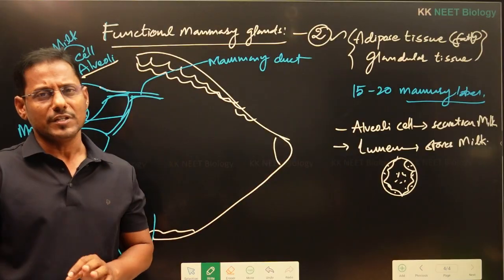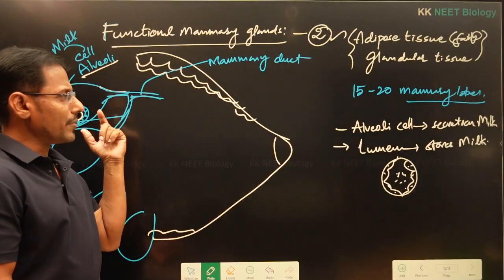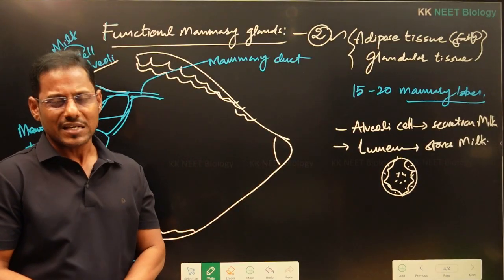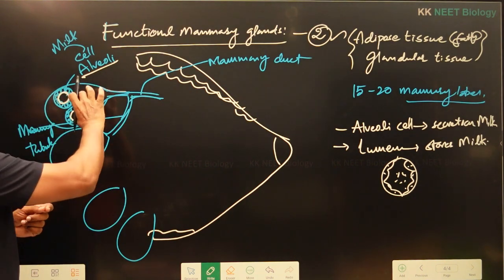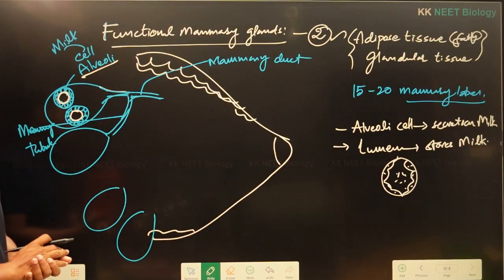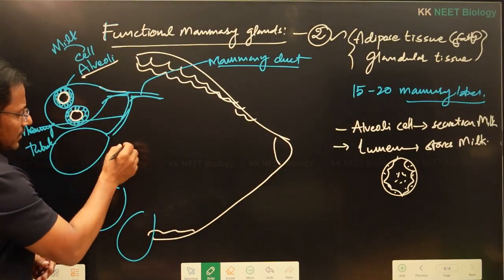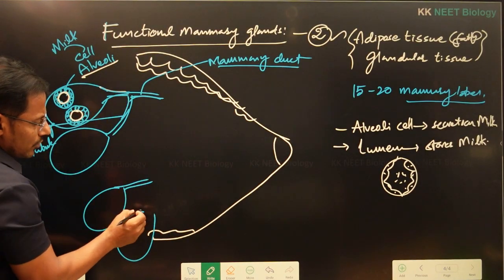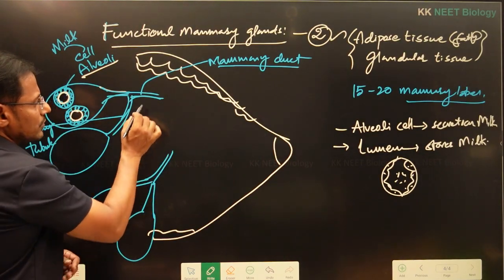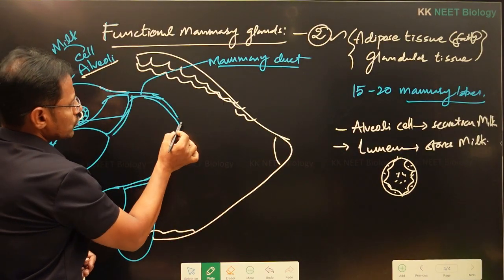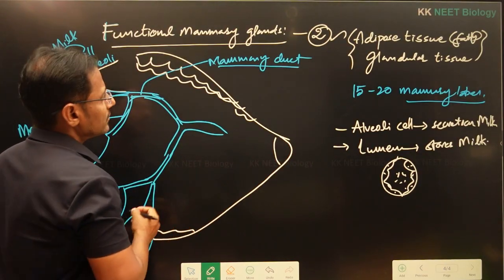You should remember this sequence carefully, because the sequence of passage of the milk from the mammary glands to the nipple was once asked in the examination. The small tube arising from the mammary lobe is known as the mammary tubule, and these mammary tubules join together to form the mammary duct. One mammary tubule here and one here, and they form a mammary duct. These mammary ducts join together to form an ampulla. This is the ampulla, right?